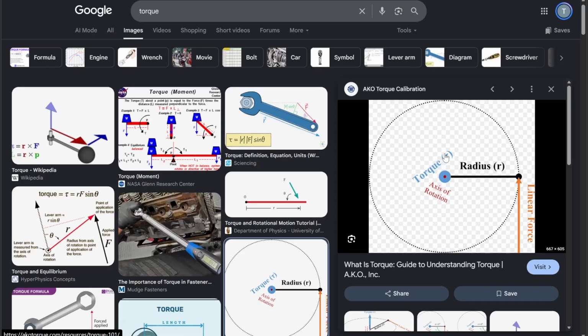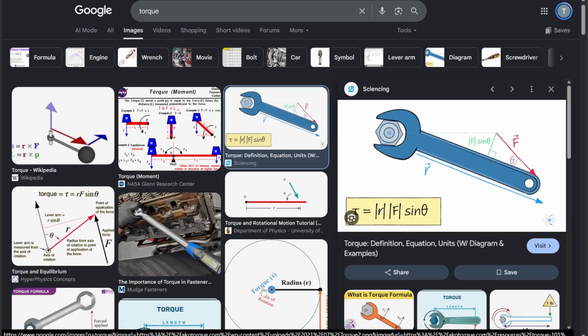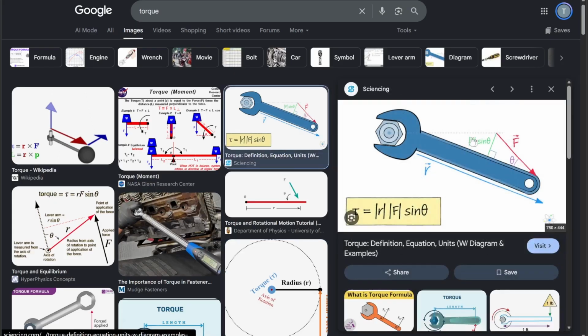So torque uses this tau symbol here. This is called the tau symbol. It's not really important that you know it's tau, but I'm just showing you. R is the distance from the pivot point, so that would be your radius. And then what else do we need to know? Sine theta, where theta is the angle between your push and your lever arm. So here's R, and then there's theta here. That's the angle.